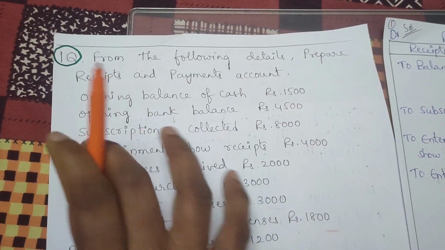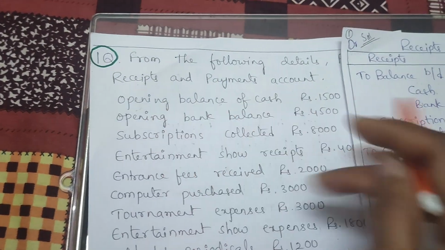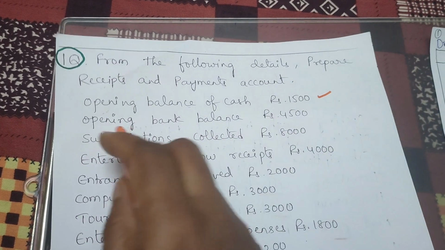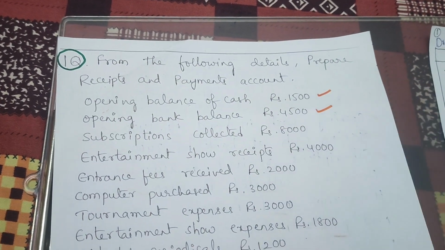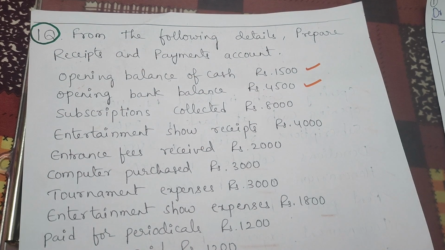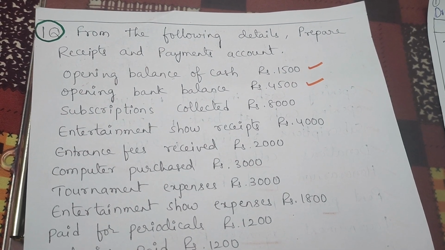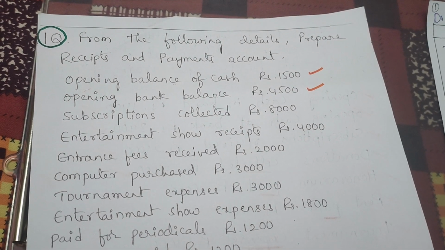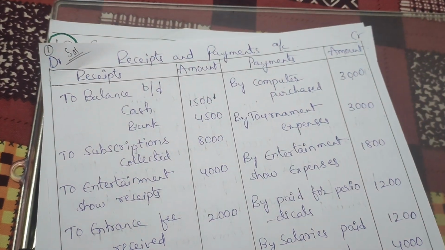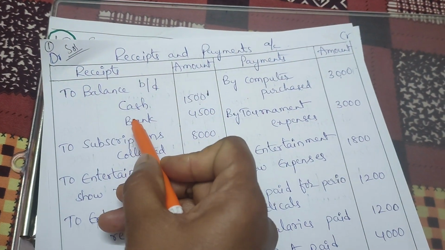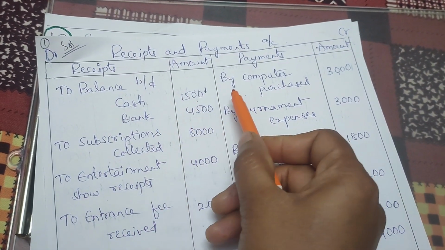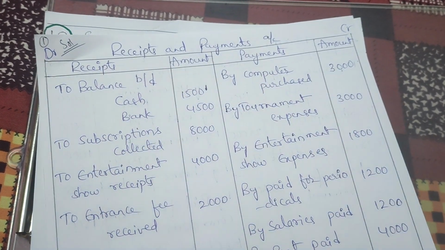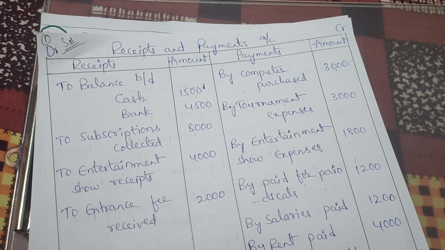First they have given the opening balance. Opening balance of cash is 1500. Opening bank balance is 4500. I already told you that opening balances we should always record on the debit side as the first item. So that is why you can see two balance brought down entries, cash and bank. Two values are recorded on the debit side as the first item. Okay. And next, let us see the next item now.